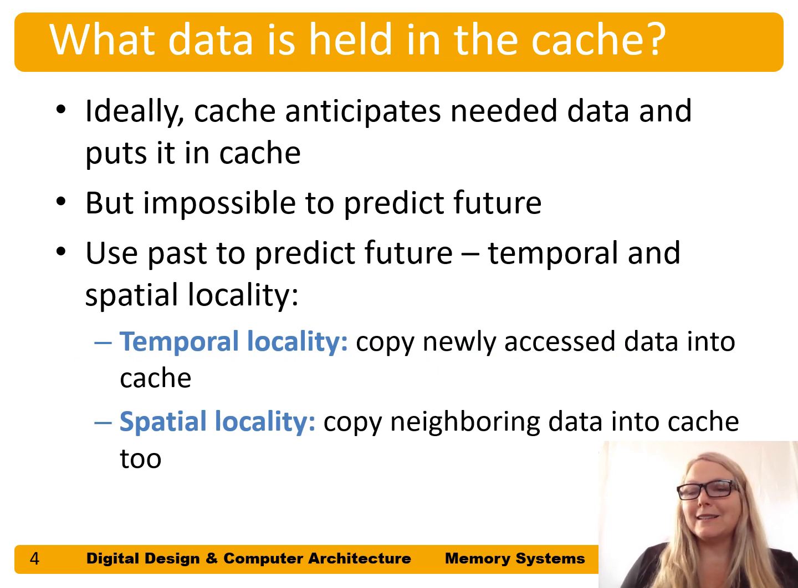So what data is held in the cache? Ideally, the cache anticipates the needed data and puts it in the cache, but it's impossible to predict the future. So we can use the past to predict the future using the locality we talked about earlier, temporal and spatial locality. We use temporal locality by copying newly accessed data into the cache. So if we accessed the data recently, that data is copied into the cache so that we have it ready for the next time it's accessed. Spatial locality means that when we access some piece of data, we also pull in neighboring data, that is data in nearby memory addresses.